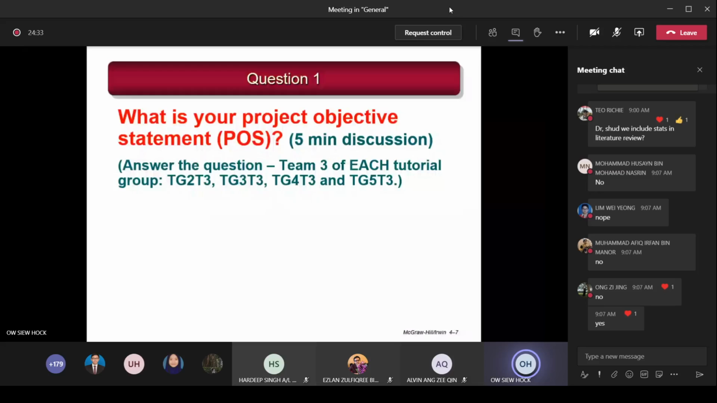Maybe you don't know how to calculate, it's okay, because next lecture you're going to learn how to do the cost estimation. So just put a dummy value first, for example 2,000 or 5,000, it's up to you, just to give me the POS, the project objective statement. The project objective statement must have the what, when, and how much. Okay, I give you 5 minutes from now.